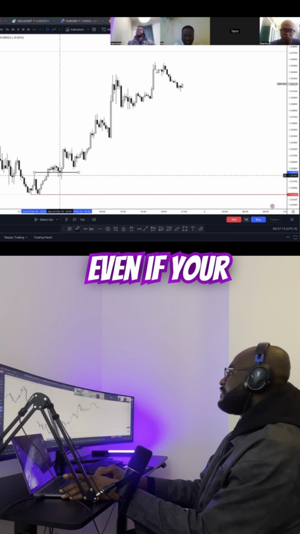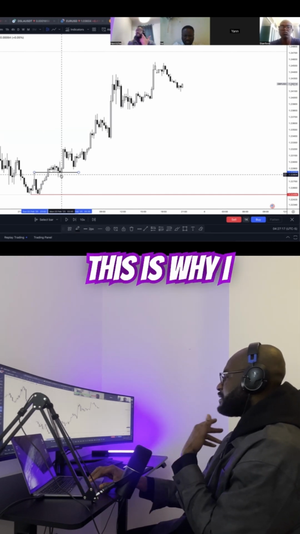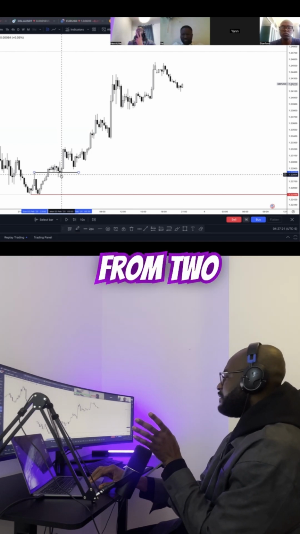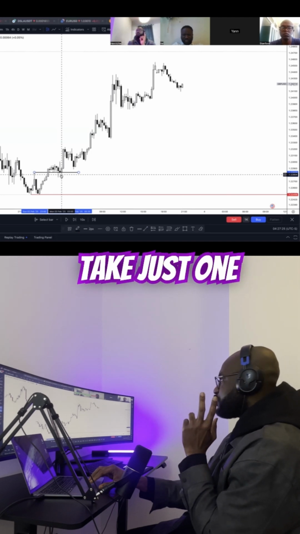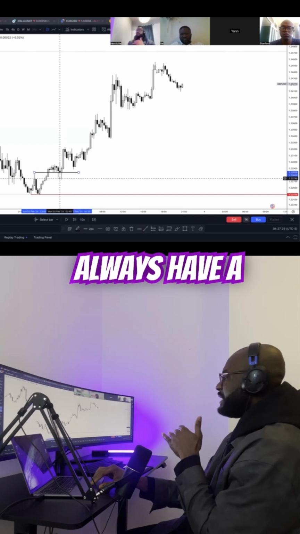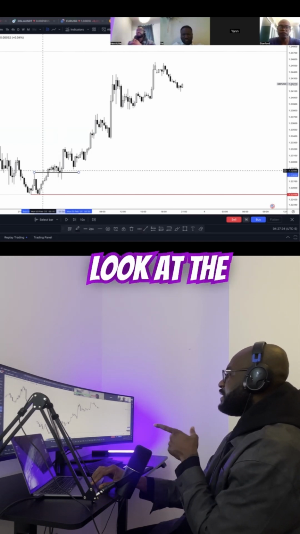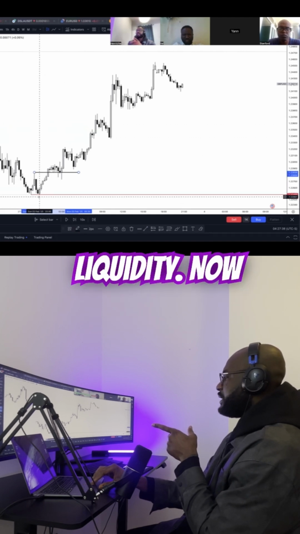This is one thing I always talk about. This is why I tell you guys, always make sure you're looking at your data feed from two different brokers. Never take just one broker's data feed and trade with that. Always have a second opinion, because if you didn't look at the data feed from Oanda, you wouldn't know there was a run on liquidity.